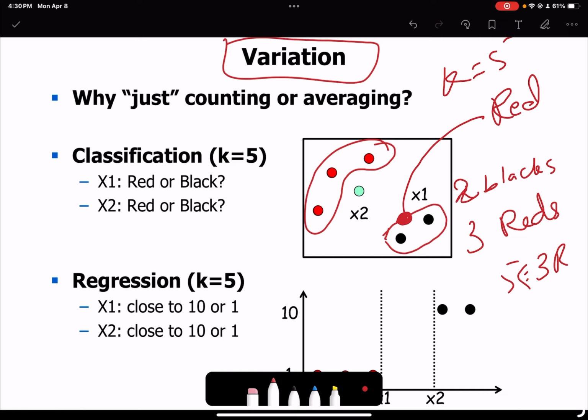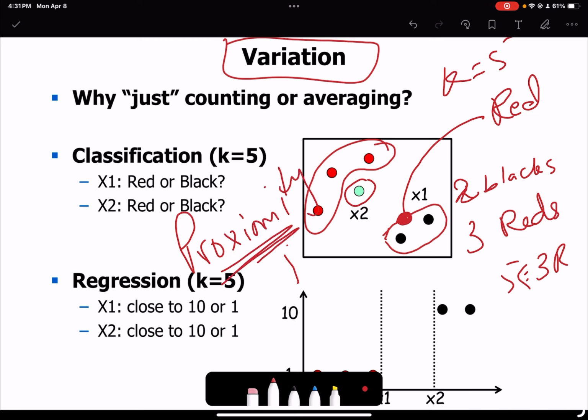And if we consider this data point, although it is black, it is nearest to these 5 data points, so it will also be classified as red. So what about the proximity of the data points? How do we estimate which class it belongs to?